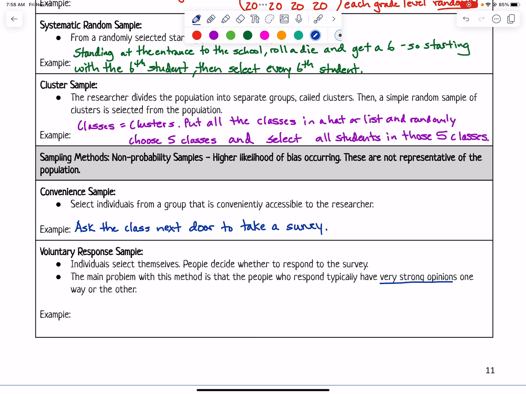So let's put: ask people to call in is a big one, or go online to fill out a survey. Those are two good examples of a voluntary response sample. So those are just two that you hear of often, and they are biased. So these are not good samples, but they are ones we just hear a lot in some of our questions. Okay, so that is it for our vocabulary for today.